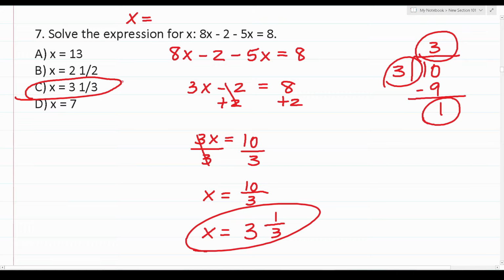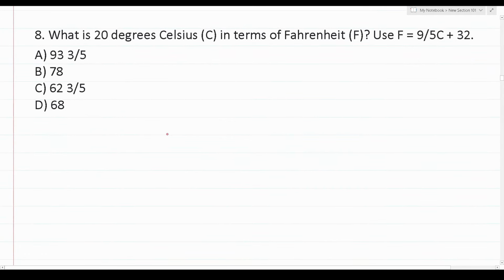But that's that one. Number 8 says, what is 20 degrees Celsius in terms of Fahrenheit? Use F equals 9 over 5 C plus 32. All right, let me say this. On the ASVAB, you may see a question in which you have to convert from Celsius to Fahrenheit or from Fahrenheit to Celsius. Regardless of which of those questions you see, you're not going to have to memorize those formulas. Instead, those formulas are going to be given to you, as it was in this case. So in light of that, let's go ahead and get started with this one.